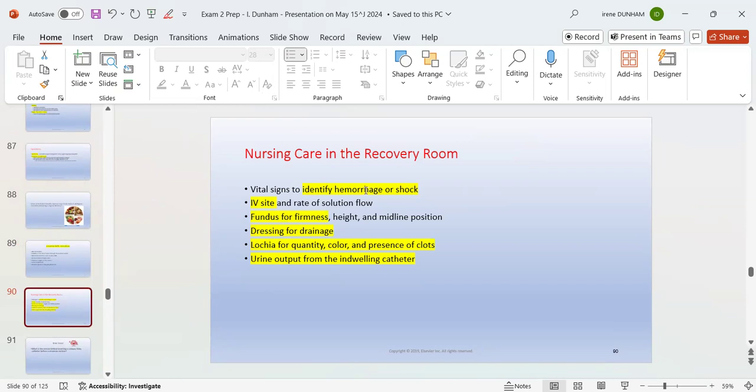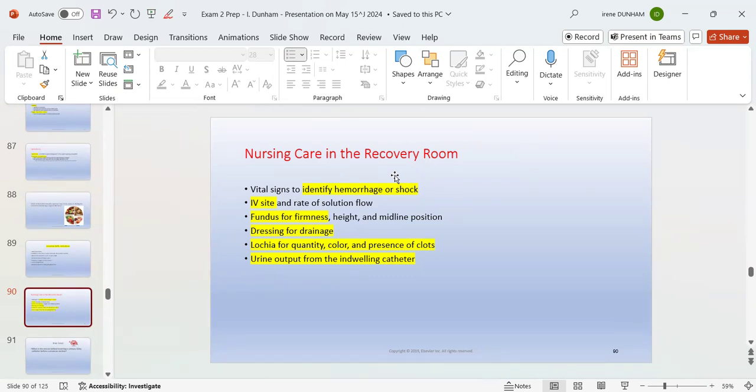All right. So nursing care in the recovery room. If we had a C-section, and I think we already went over this, the main thing I want you to know is the vital signs to identify hemorrhage or shock. Okay, got to be on alert. The first sign if somebody's going into shock is tachycardia. The pulse will go up. It's normal to have a normal pulse or even bradycardia after delivery because she loses a lot of blood.